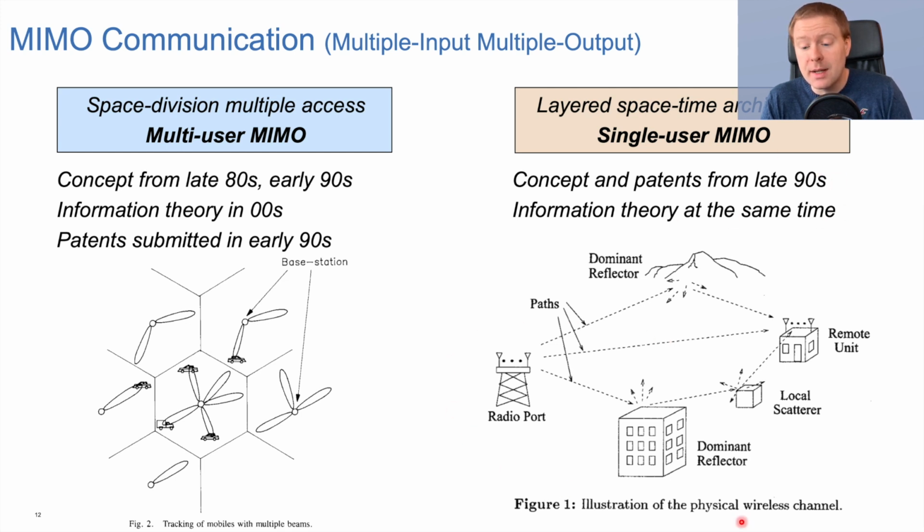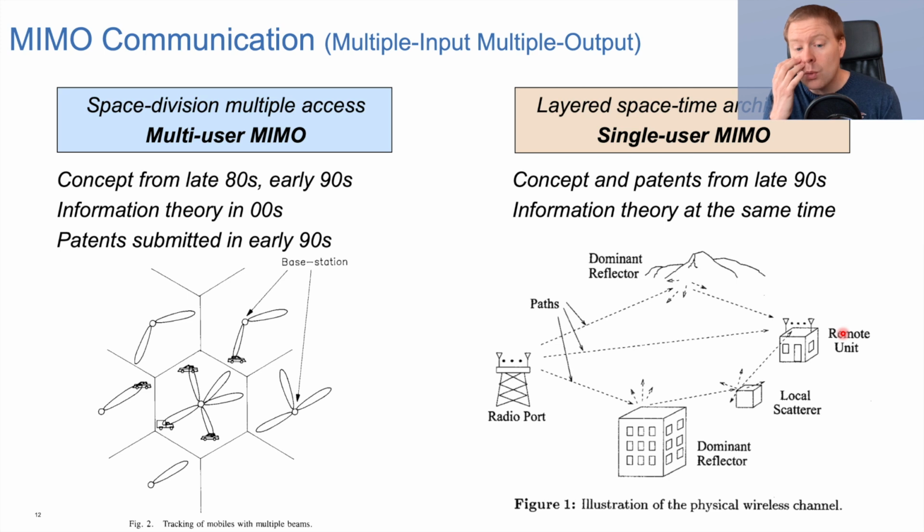And here you can see an illustration from an early paper where there were multiple antennas at the radio port, multiple antennas at the remote unit, and the idea was then that there are multiple propagation paths. So one direct path, one that is reflected on different objects, and one reflected on this mountain here. And one way of viewing it is that you send different beams along different paths, but you can also send them in such a way that you are maximizing the capacity at this receiving location.